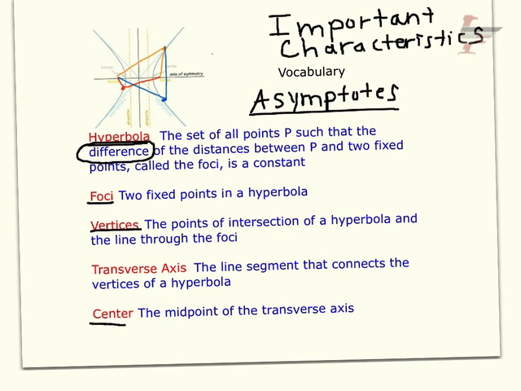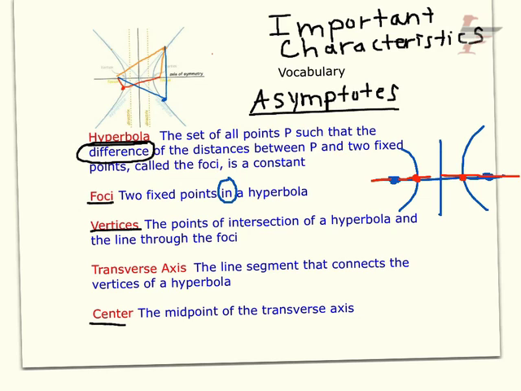Now foci, you're already fairly familiar with this. So foci are the two fixed points in a hyperbola. I'll just highlight that they're inside the hyperbola. So if you have your hyperbola branches that maybe look like this, your foci are going to be inside those hyperbola branches. The vertices are the points of the intersection of a hyperbola and the line through the foci. Okay, so the vertices of these hyperbola branches are right here in red. So those are vertices, the point of intersection through the line that contains the foci, right?